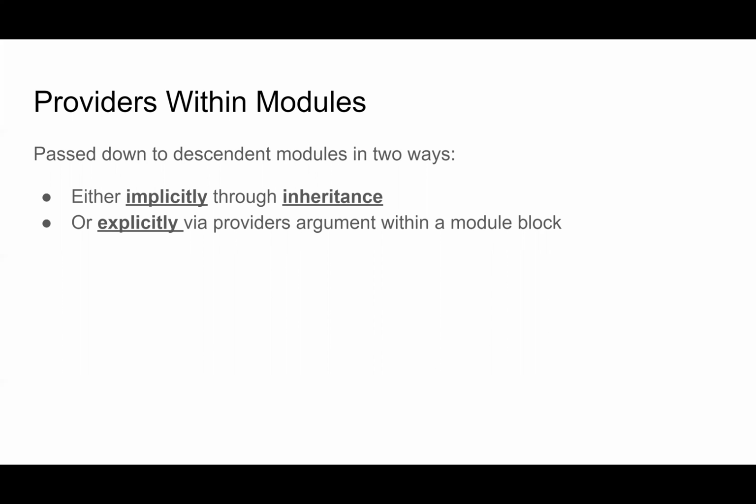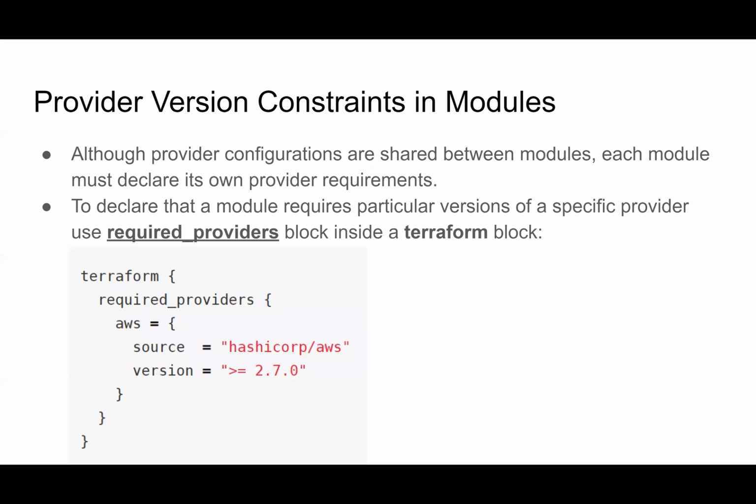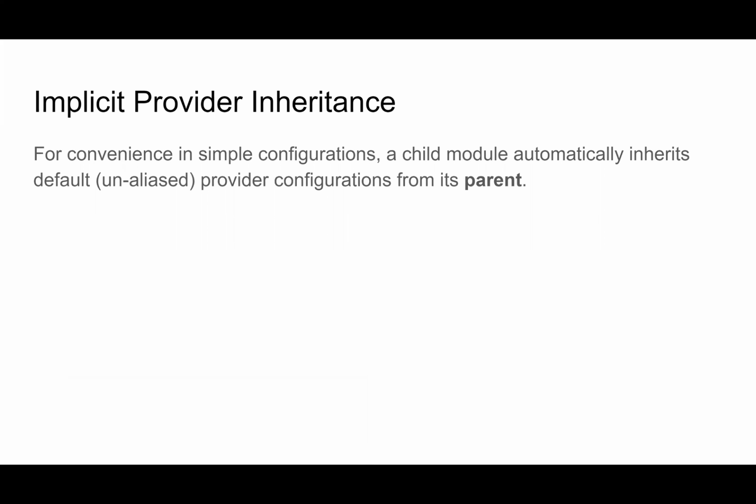Now we'll talk about providers within modules. This is another one of the meta arguments. We can either pass a provider implicitly through inheritance, or we could use the providers argument within the module block. This is what it looks like to just declare a provider. In this case, we're using the required_providers block inside of a terraform block. So this module requires a particular version for a specific provider.